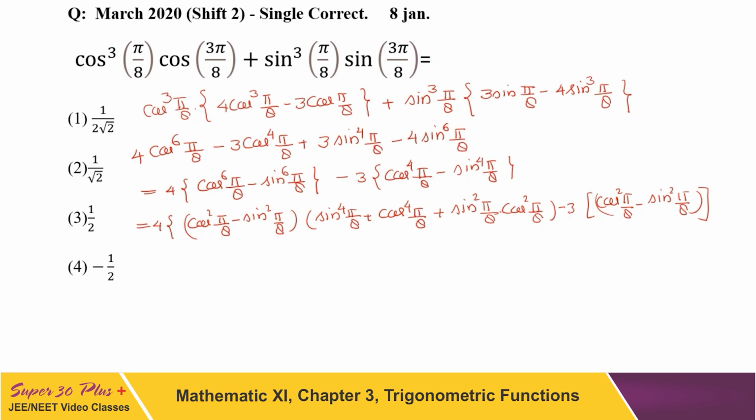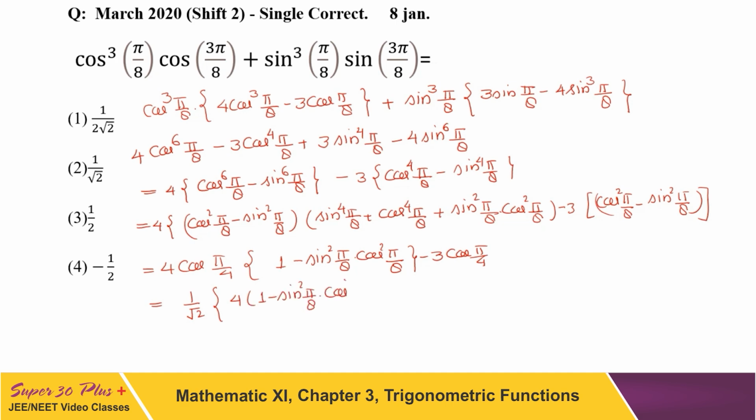Now simplify it. Cos square theta minus sine square theta means cos 2 theta. 4 cos 2 theta means 2 into pi by 8, it is pi by 4. This expression can be converted into a plus b whole square, means sine square pi by 8 plus cos square pi by 8 whole square, and it will become 1 minus sine square pi by 8 into cos square pi by 8, minus 3 cos pi by 4. Cos pi by 4 is a common factor and the value of cos pi by 4 is 1 by root 2. It is 1 by root 2 times 4 times 1 minus sine square pi by 8 into cos square pi by 8 minus 3.